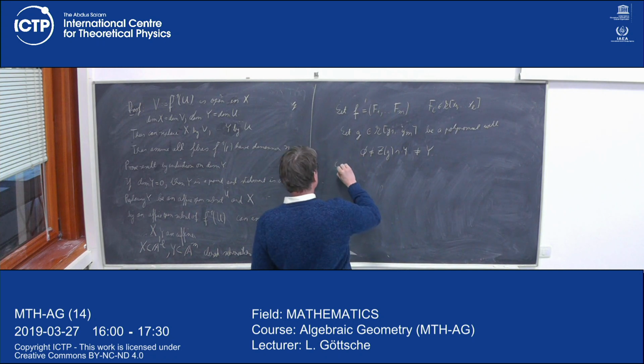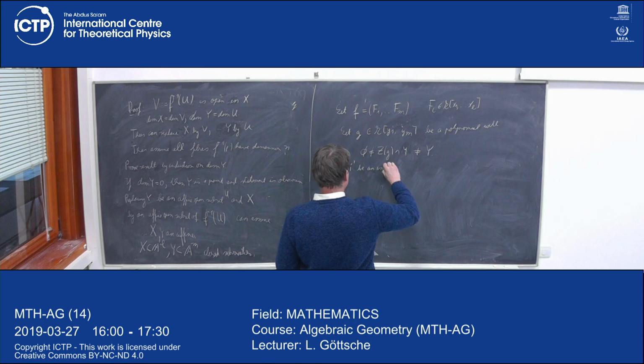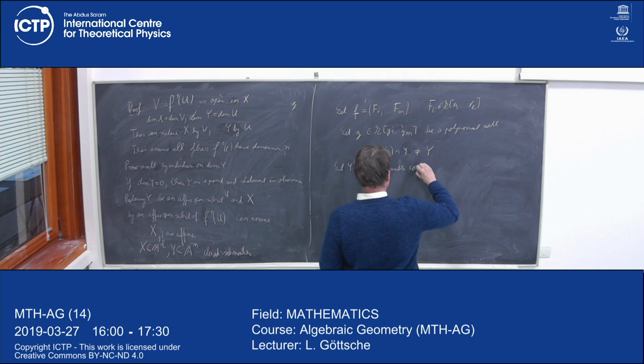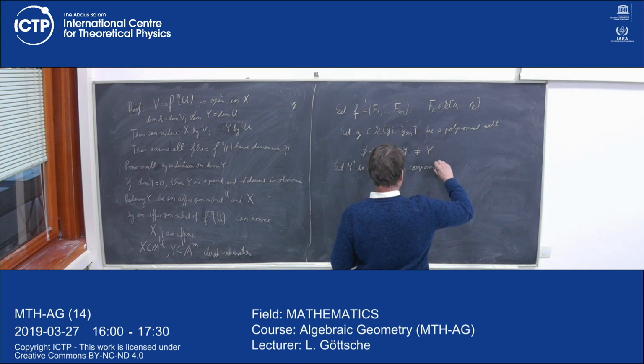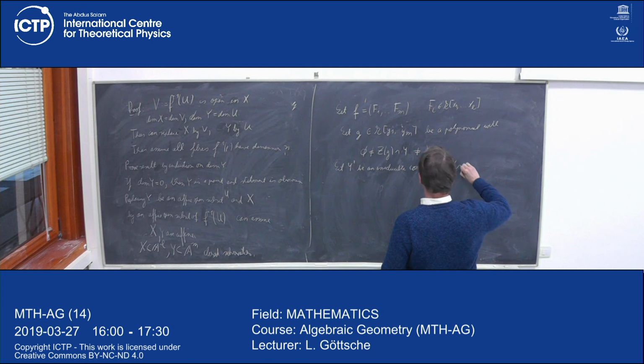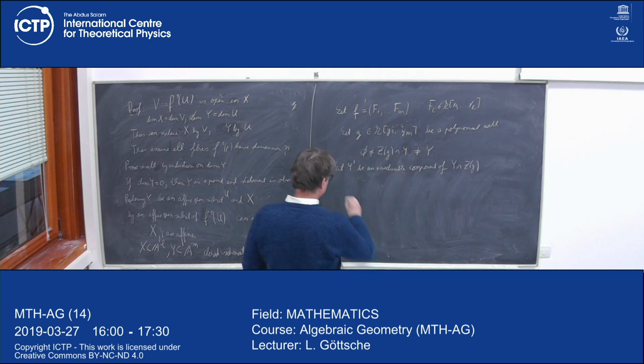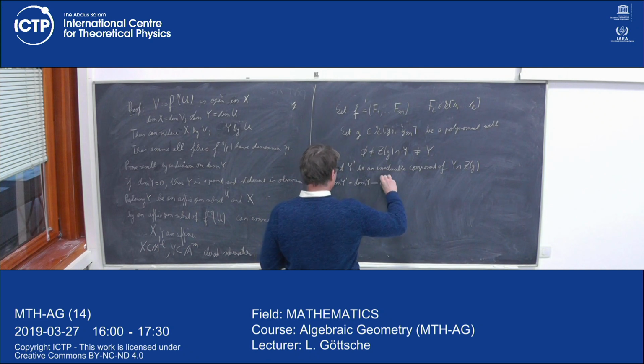So let y prime be an irreducible component of y intersected with the zero set of g. Then by our theorem we have that the dimension of y prime is equal to the dimension of y minus 1.